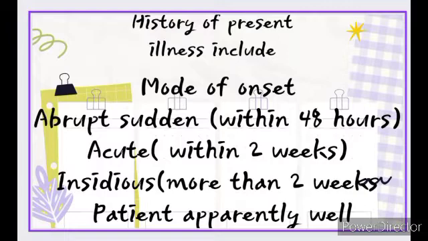Abrupt, sudden, acute, insidious, patient apparently well. Abrupt sudden means within 48 hours, acute means within 2 weeks, insidious means more than 2 weeks, and patient apparently well means we can observe that the patient is well now. So the mode of onset is basically when the illness starts.